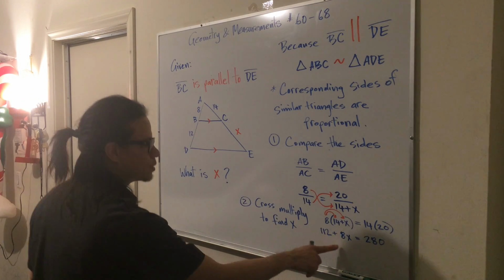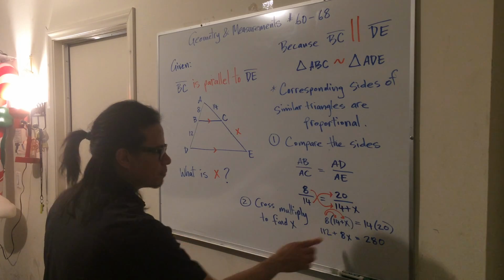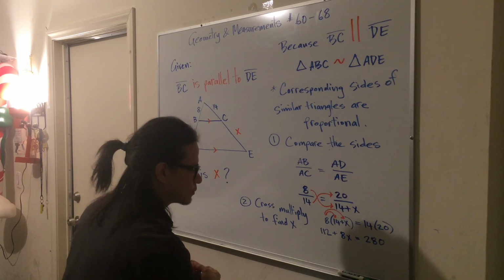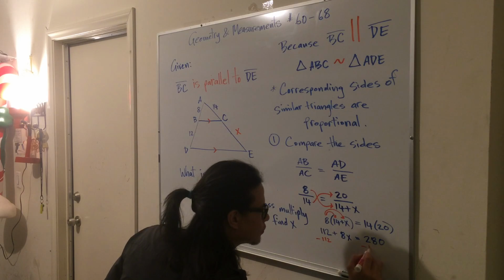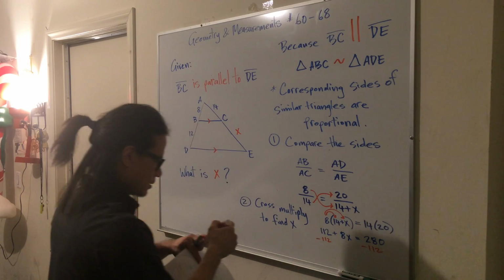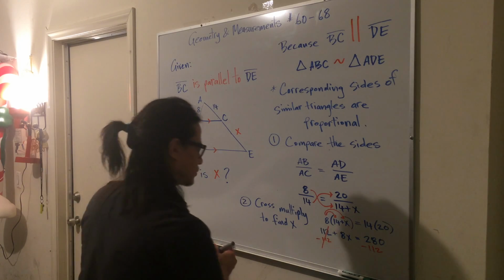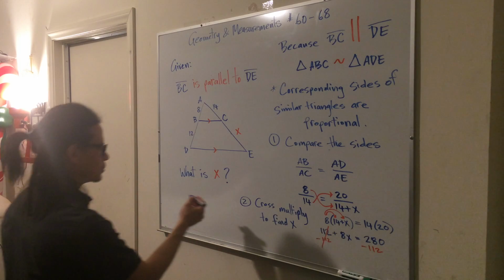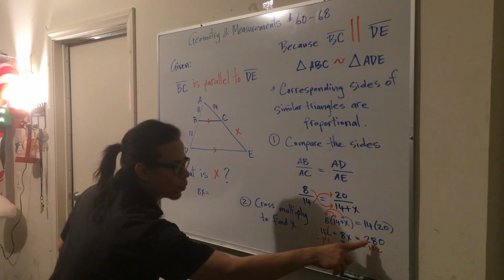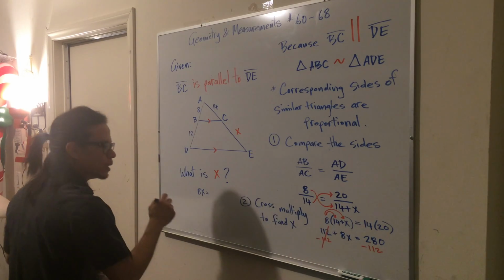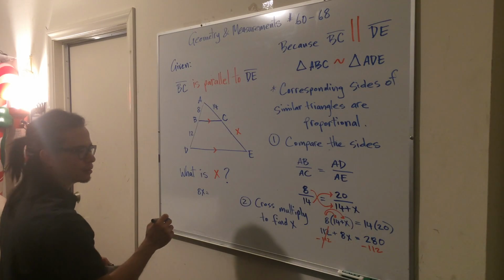Do what you need to do to get x by itself. So ask yourself, what's the opposite of plus 112? Subtract 112 from both sides. So the 112 is gone. 8x, just going to write it over here, is equal to 280 minus 112. So we'll get 168.